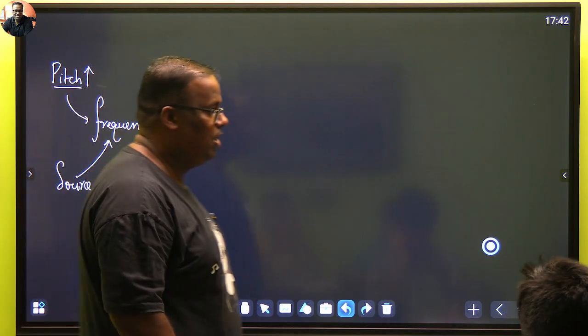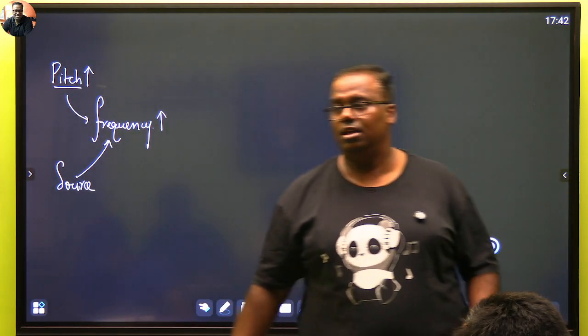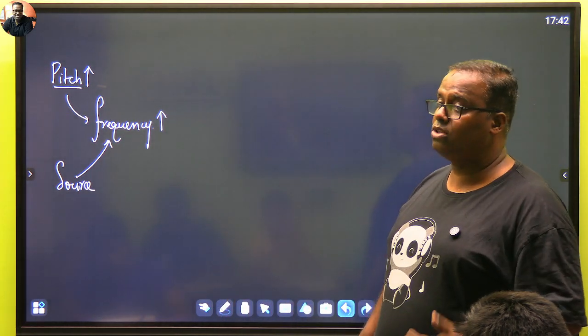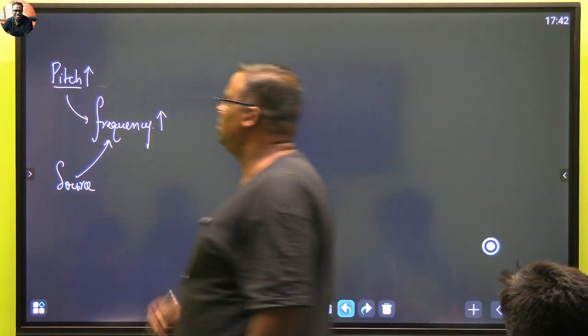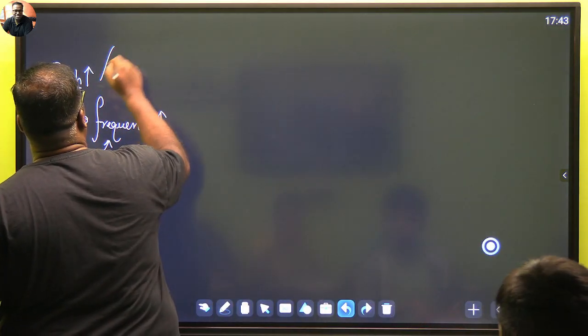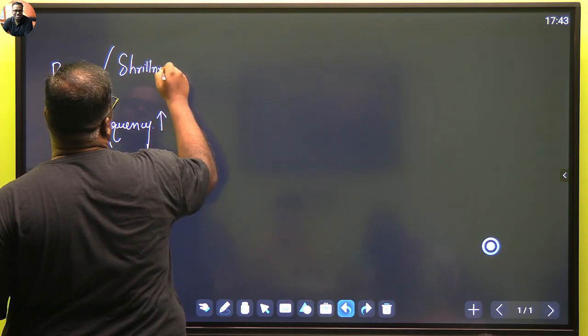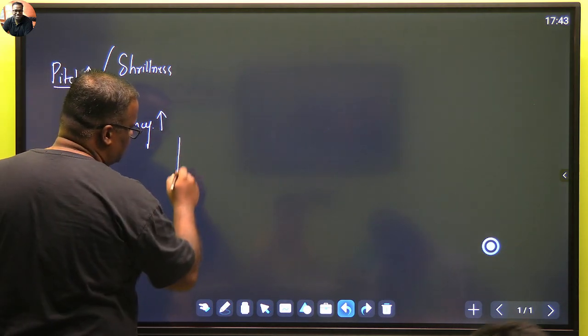That's why we say that if you compare a child and an adult, a child has more frequency, pitch ज़्यादा है उसका. And if you allow a child to scream, a child can scream with much more shrillness. So pitch के साथ एक और term हम पढ़ते हैं, and this is a subjective term which is shrillness. दोनों ही frequency पे depend करता है.